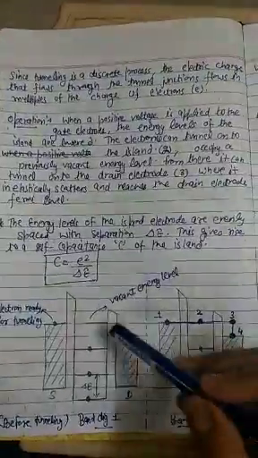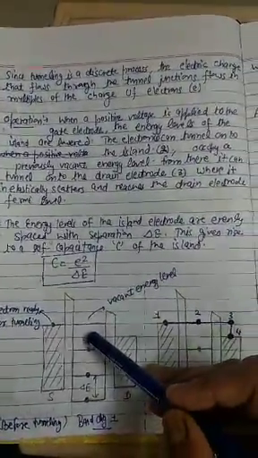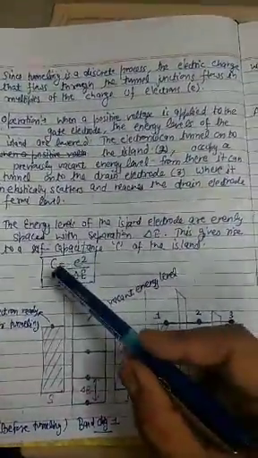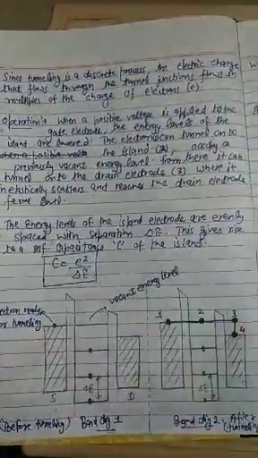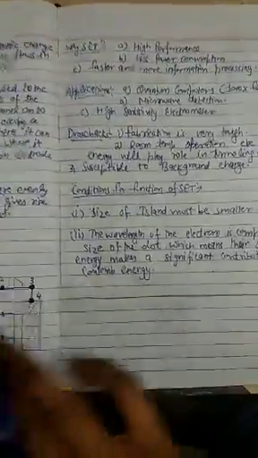So the energy levels of this island are evenly spaced with a separation of delta E, and this gives rise to a very low self-capacitance. What is the capacitance? C is equal to e square by delta E, where e is nothing but the charge on the electron. So this is overall the single electron transistor.